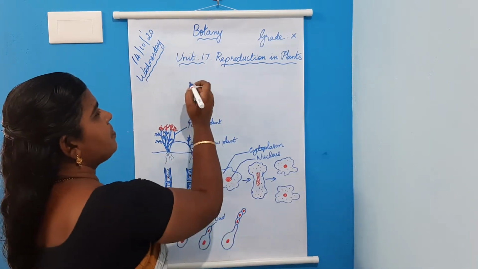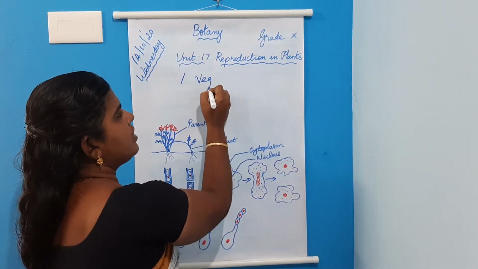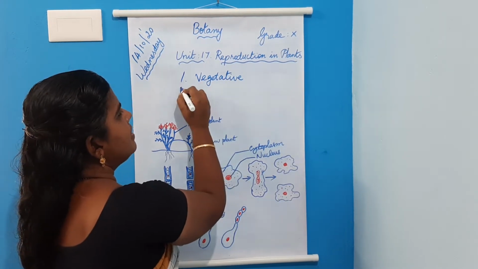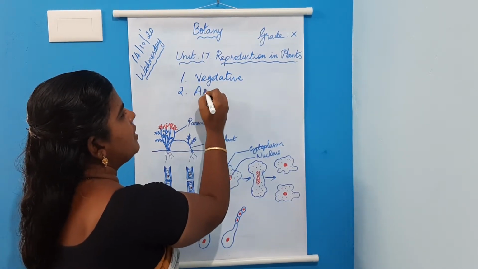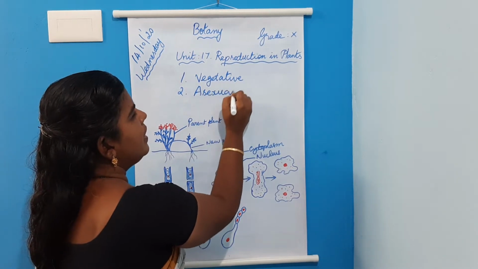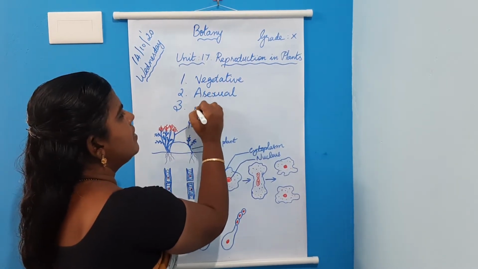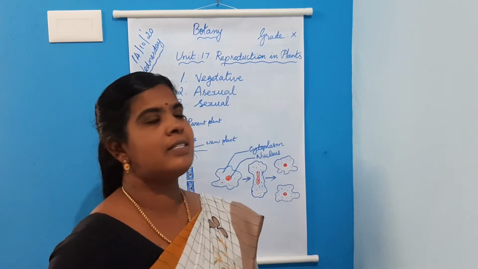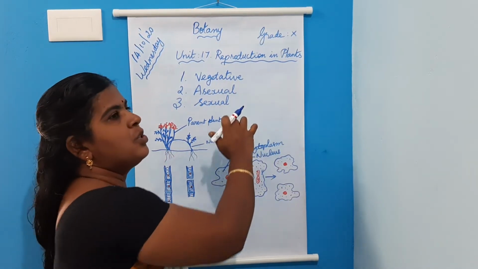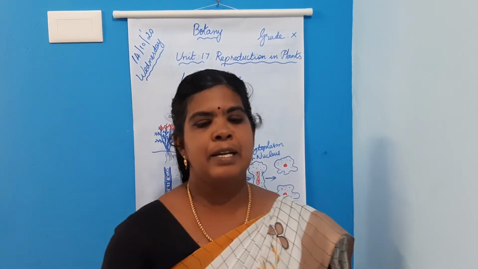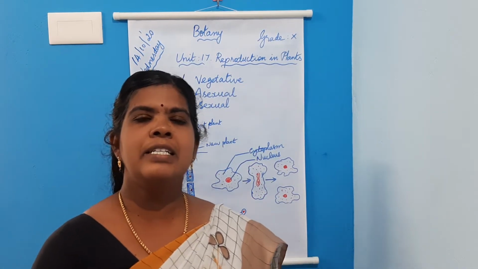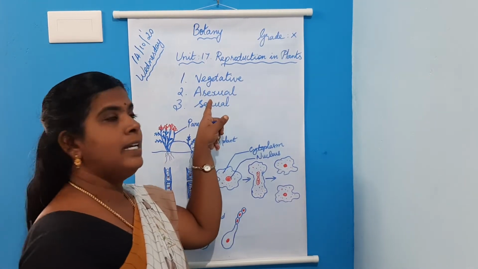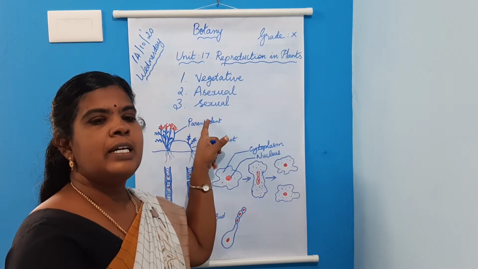Okay, there are three types of reproduction in plants. One is vegetative reproduction. The second one is asexual reproduction. And the third one is sexual reproduction. What are the methods of reproduction in plants? Vegetative, asexual and sexual reproduction. There are three types of reproduction in plants, namely vegetative, asexual and sexual reproduction.